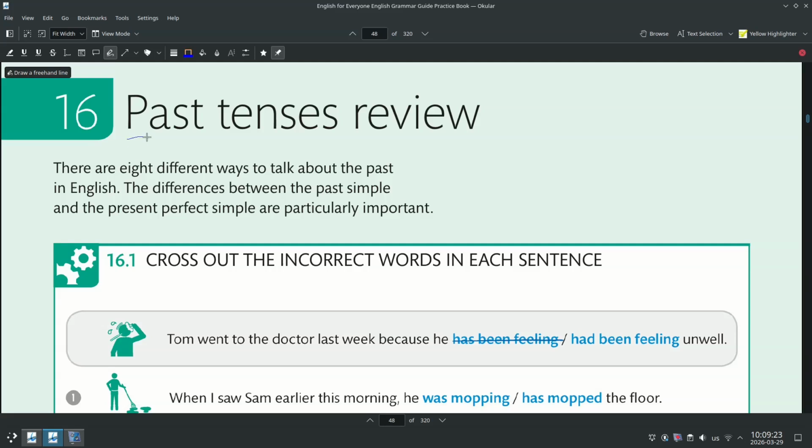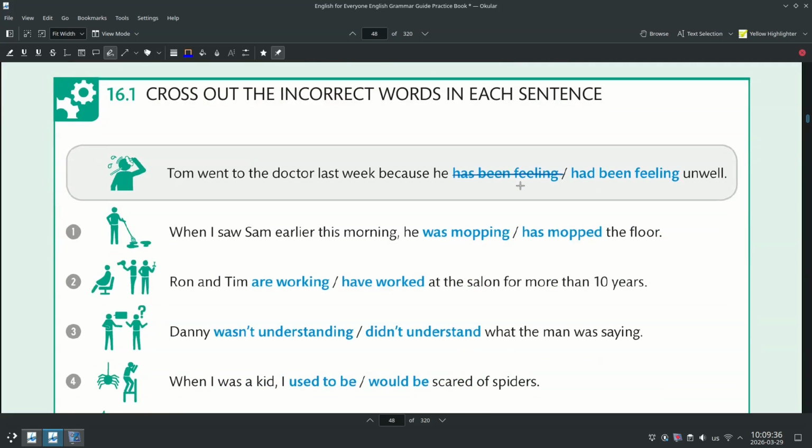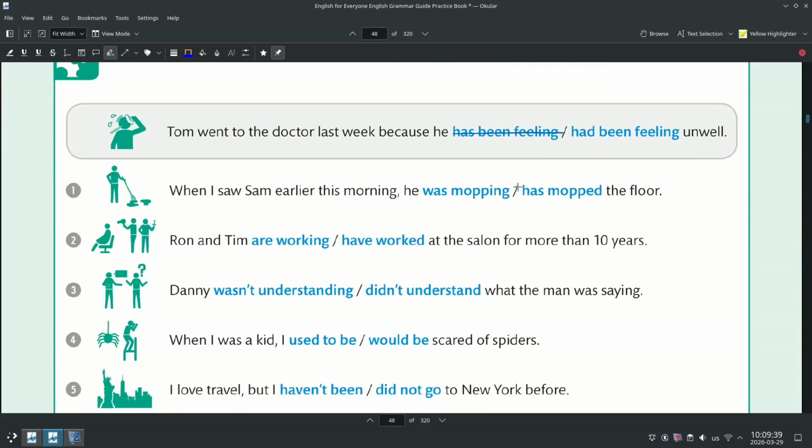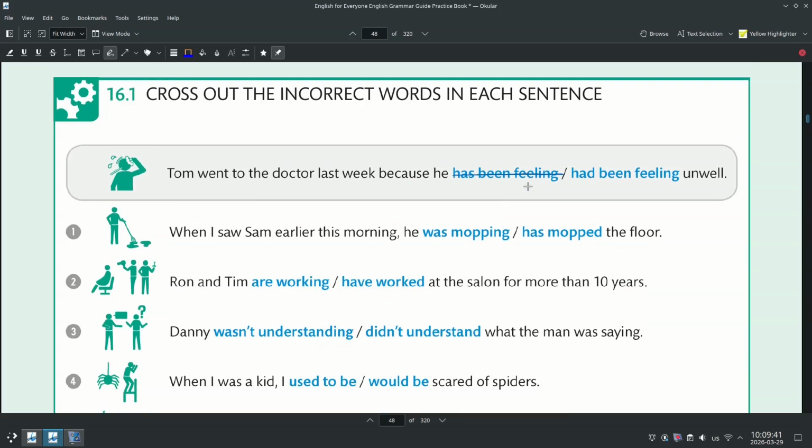Past tenses review. There are 8 different ways to talk about the past in English. The differences between the past simple and the present perfect simple are particularly important. Let's look at the sentences. So, what do we need to do? Cross out the incorrect words in each sentence. Number 1. When I saw Sam earlier this morning, he was mopping. He was in the process. He was mopping.